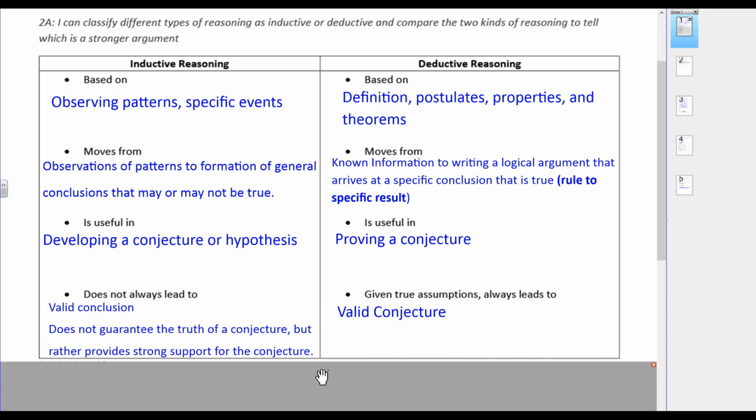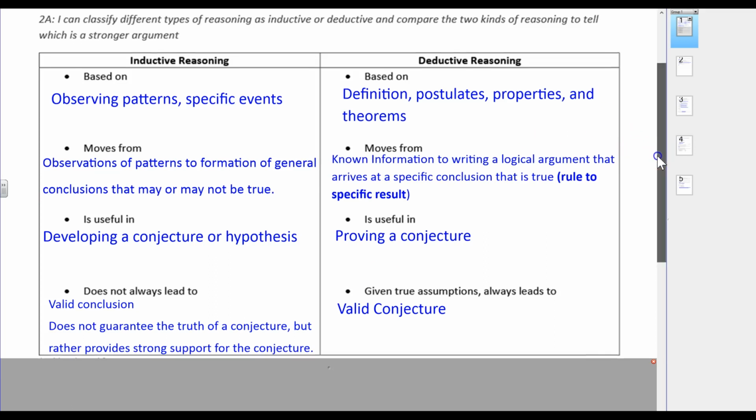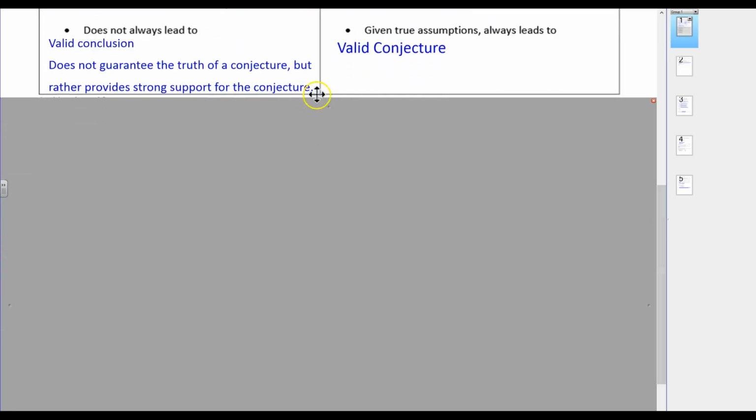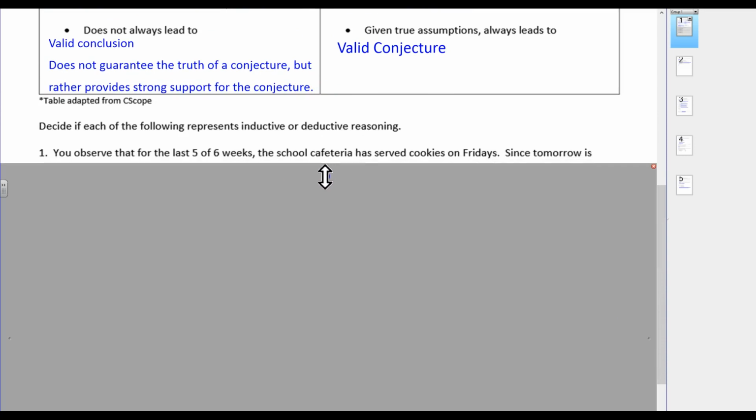Inductive reasoning will not always lead you to a valid conclusion. It doesn't guarantee the truth of a conjecture, but it does sometimes provide strong support for that conjecture. Whereas deductive reasoning always leads to a valid conjecture, given that your assumptions are true. So let's look at some examples so y'all can see what this really looks like.